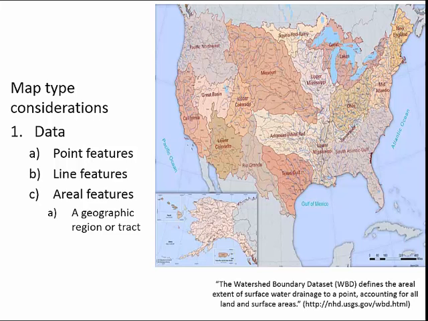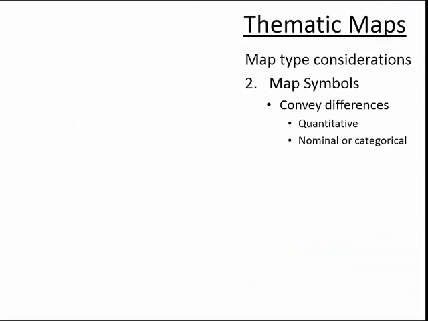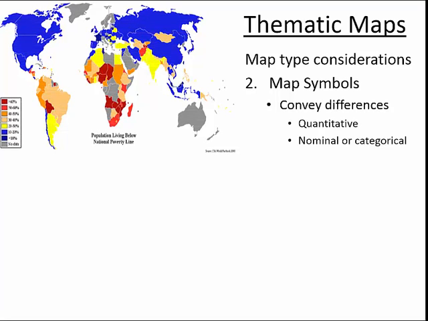Now, thematic maps, other symbols show different types of things. Second, what we have to look at when we're considering different types of maps is the map symbols. Map symbols are selected to convey differences in the data. Some symbols display quantitative differences, such as rainfall totals or rates of poverty.